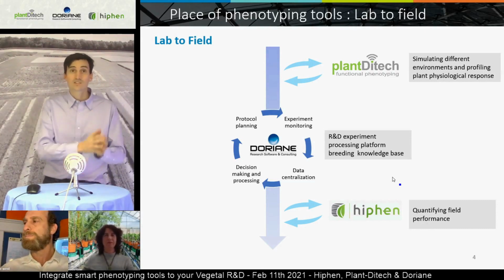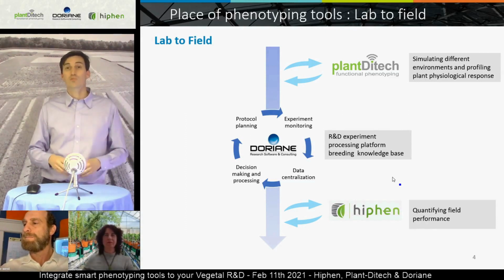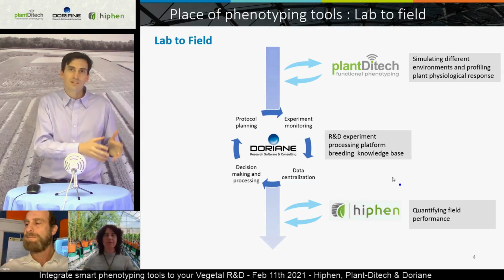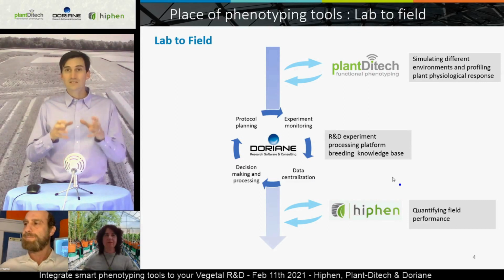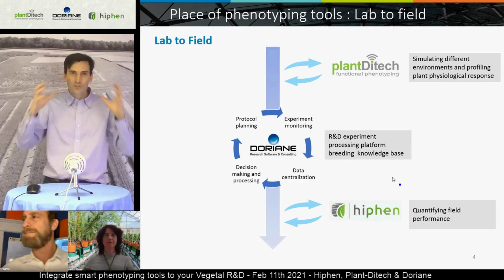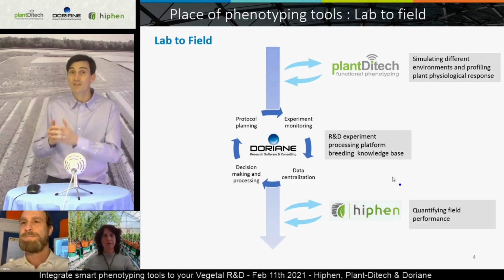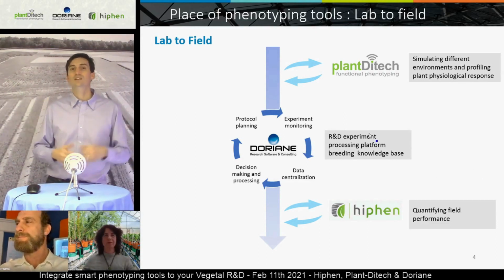Plant Ditech sensors simulate different environments and help establish the profile of plant physiological responses. Dorian plant breeding software supports experiment monitoring and traceability and centralizes heterogeneous information for decision making. And Hiphen field phenotyping brings a new dimension to yield evaluation.